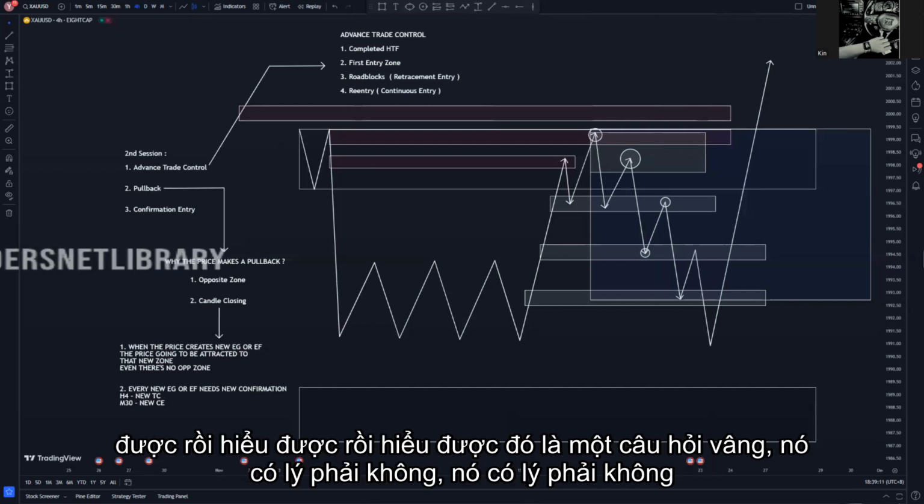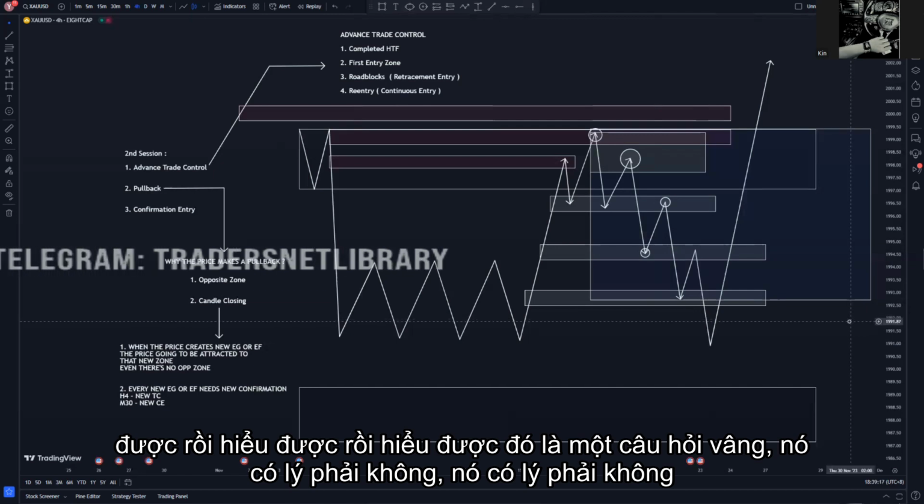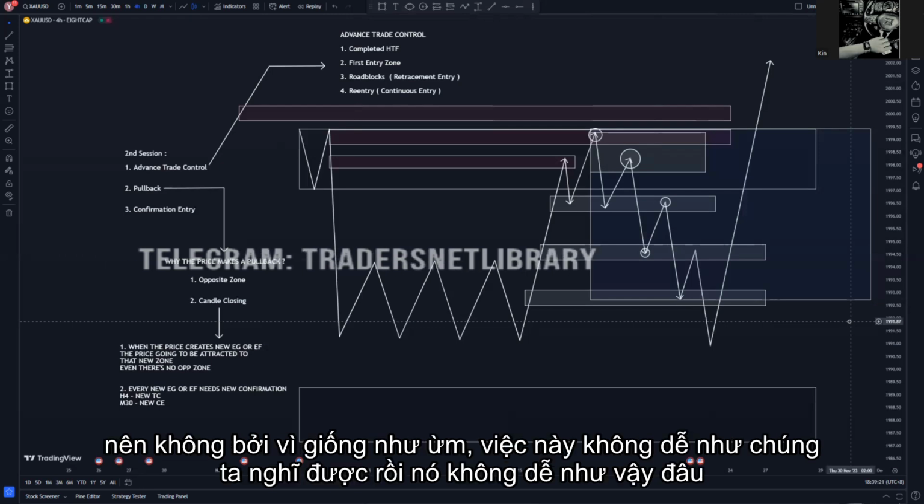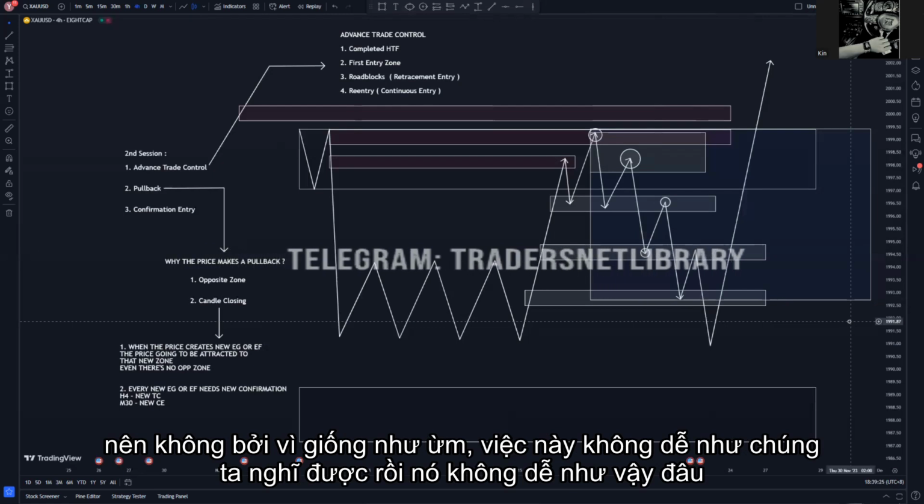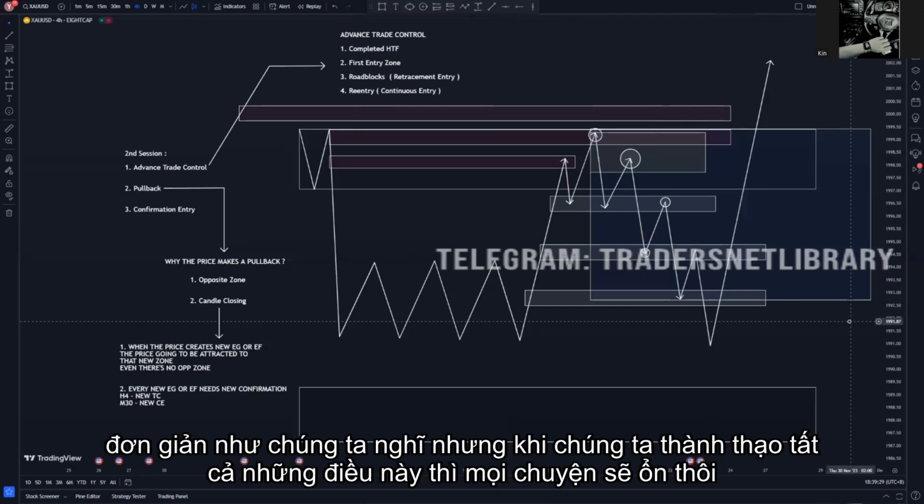All right, get it? Okay, it makes sense, right? Because this thing is not as easy as we think. It's not as simple as we think. But when we master all of this, it's going to be okay.